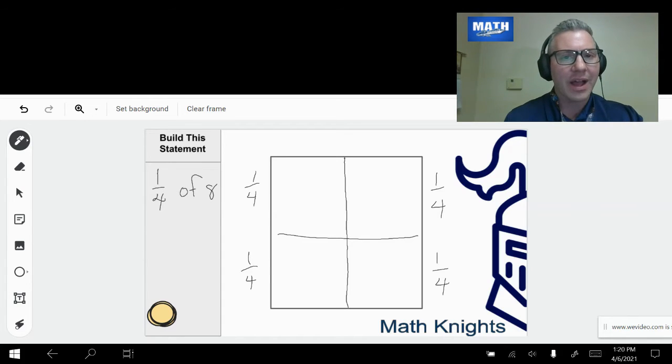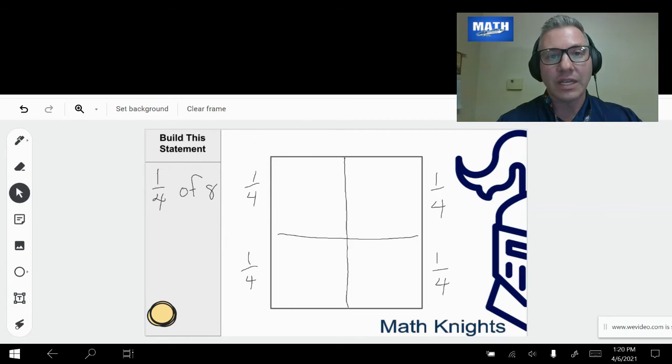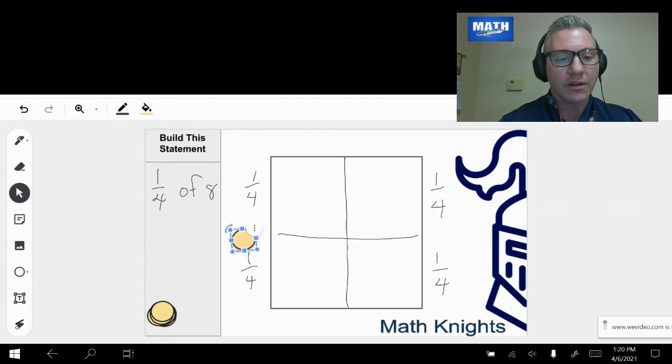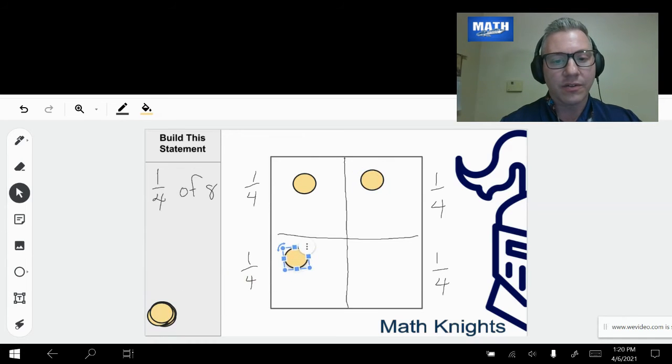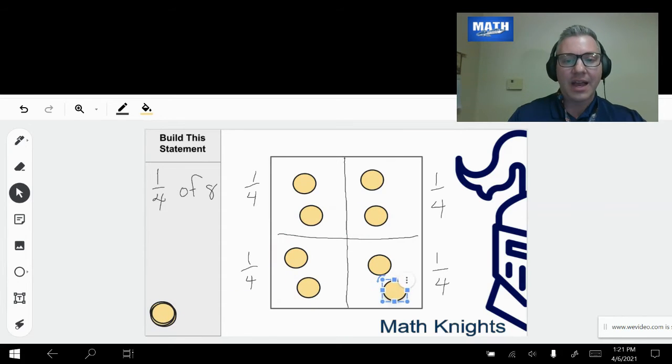But then how do I find 1/4 of 8? Let's try that fair share thing, where I take one of those pieces and I move them into each one of the fourths. So I'll count. I'll put 1 here, 2 here, 3, 4, 5, 6, 7, 8. I have 8 altogether. I broke them up into fourths.